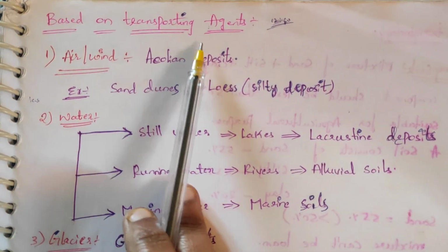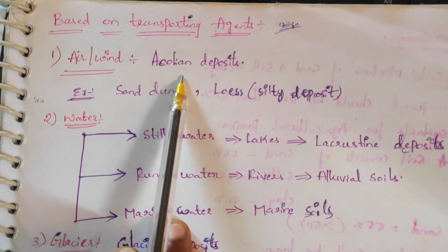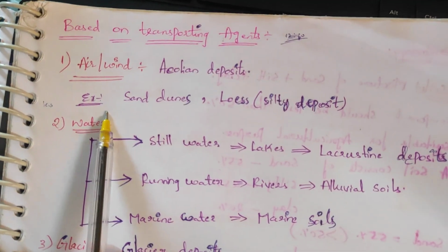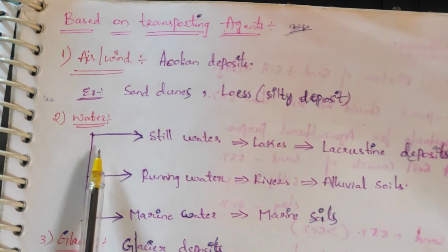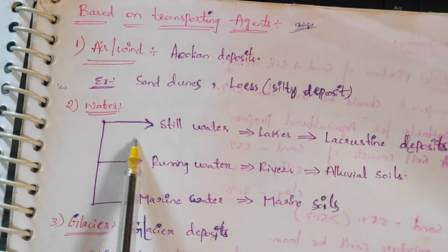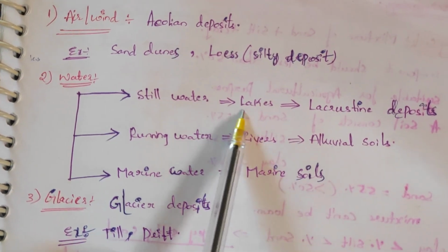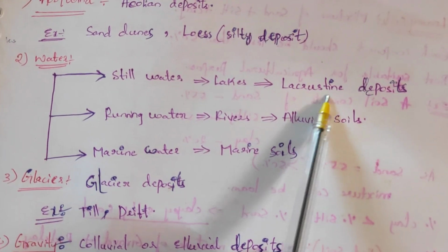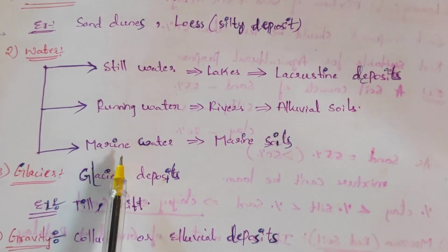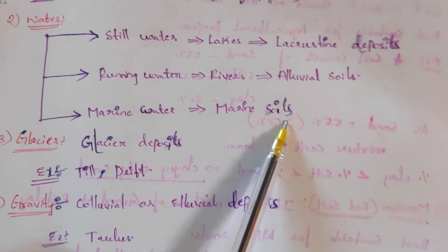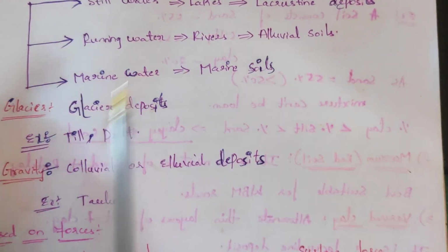Next, based on transporting agents, first one, air or wind, that is aeolian deposits. Example, sand dunes, loess, silty deposit. Next one, water. From water: still water, running water, marine water. Still water means from lakes, that is called lacustrine deposits, and running water from rivers, that is called alluvial soils, and marine water, that is called marine soils. This is also very important. This will be asked in match the following also.